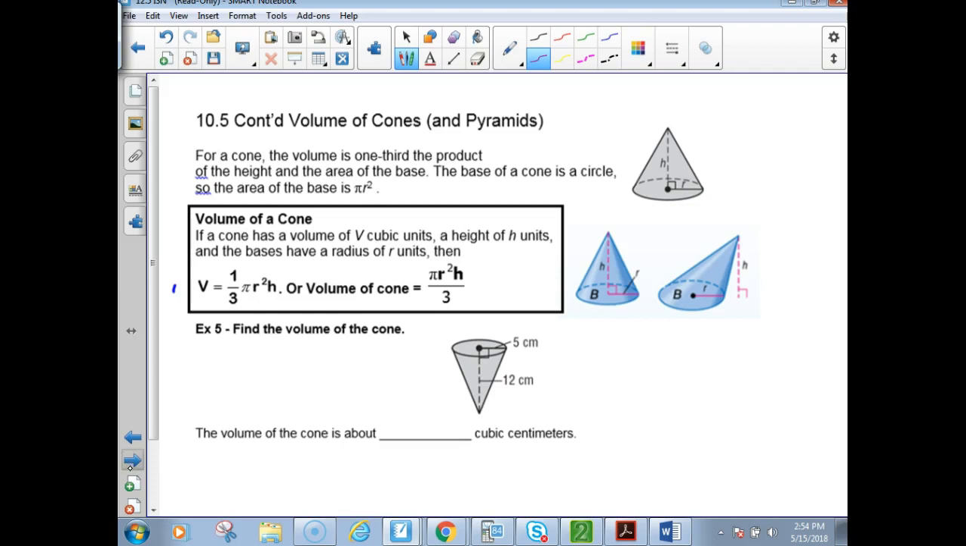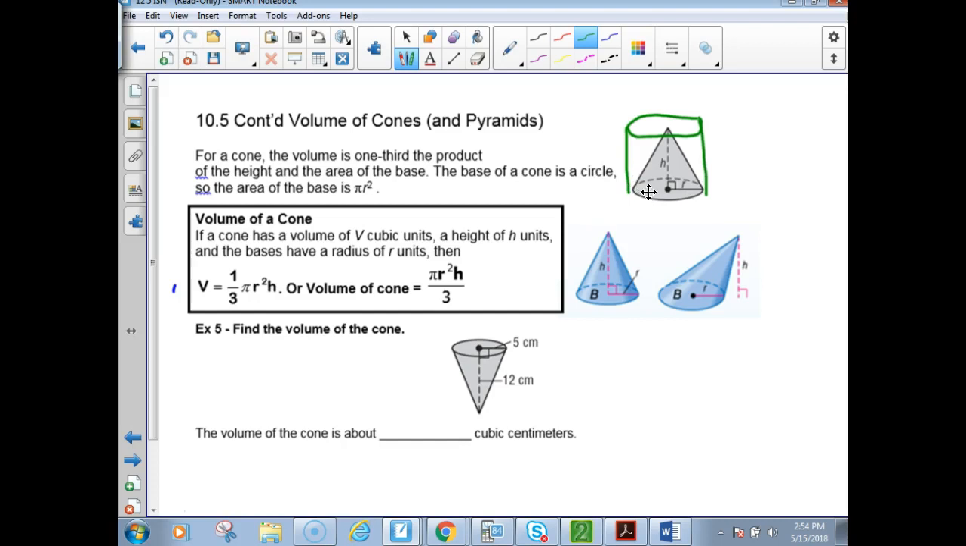The next page in your ISN has cones on it. For a cone, the volume is also 1/3 the product of the height and area of the base. The base of the cone is a circle, and the reason this is what it is, is because it would take 3 of these cones to fit inside a cylinder. You don't have to draw this. I'm just reminding you, that's why it was 1/3.